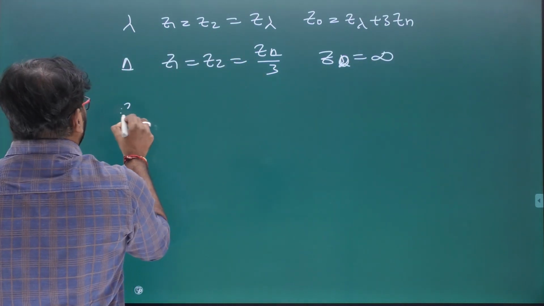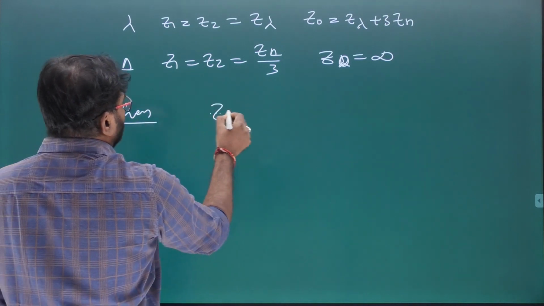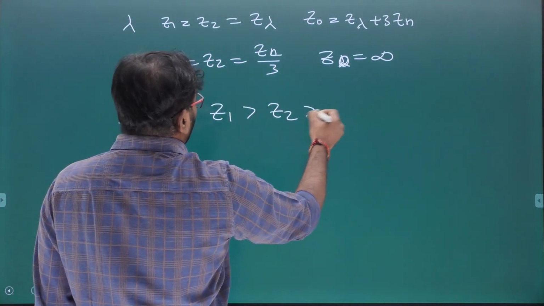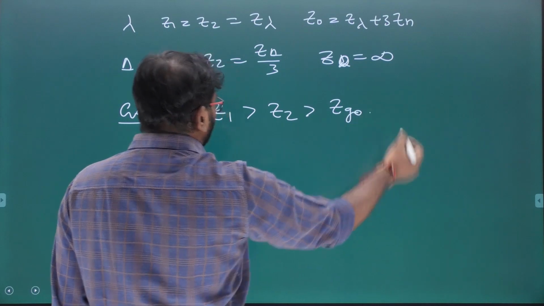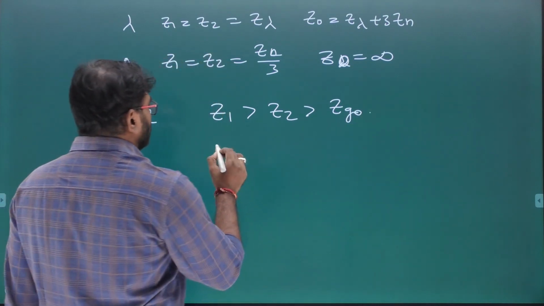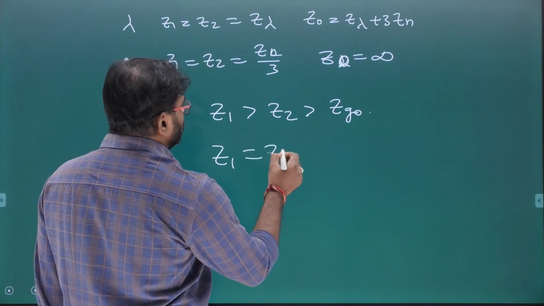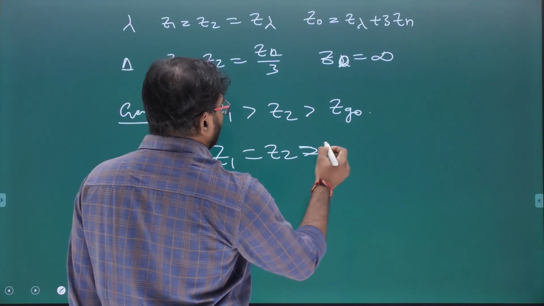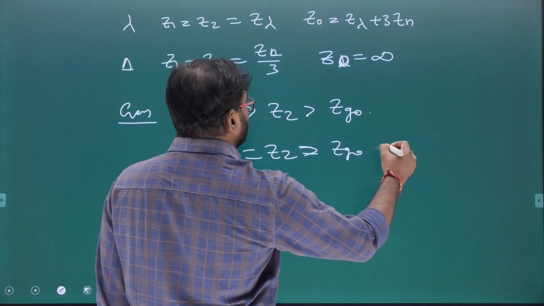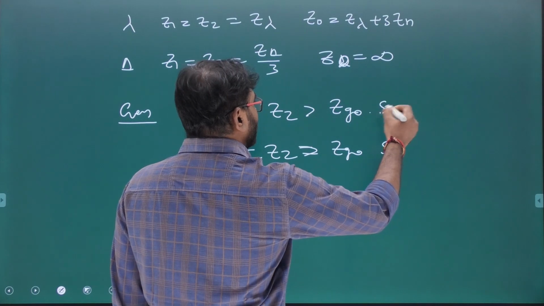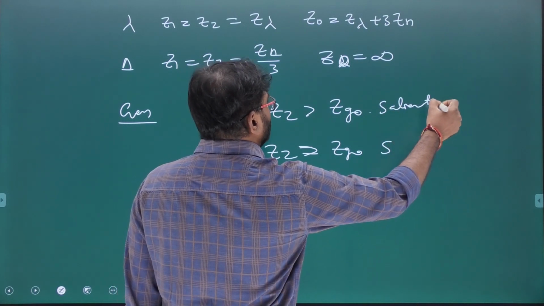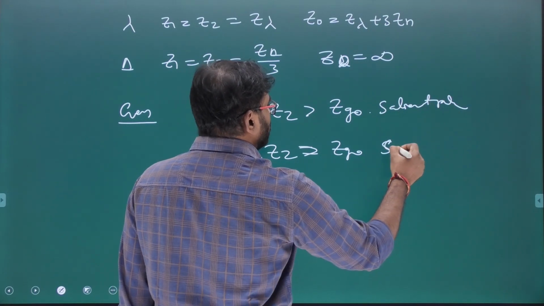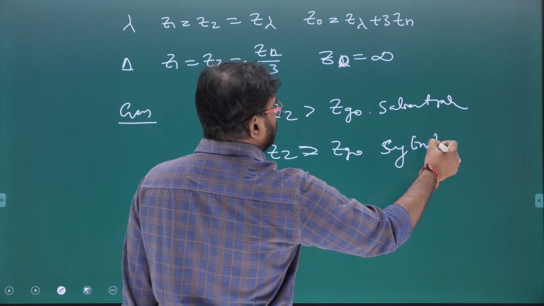Okay, for a generator, what happened? Z1 generally greater than Z2 greater than Zg0 or simply Z0. This is for salient pole, and this is for cylindrical rotor.